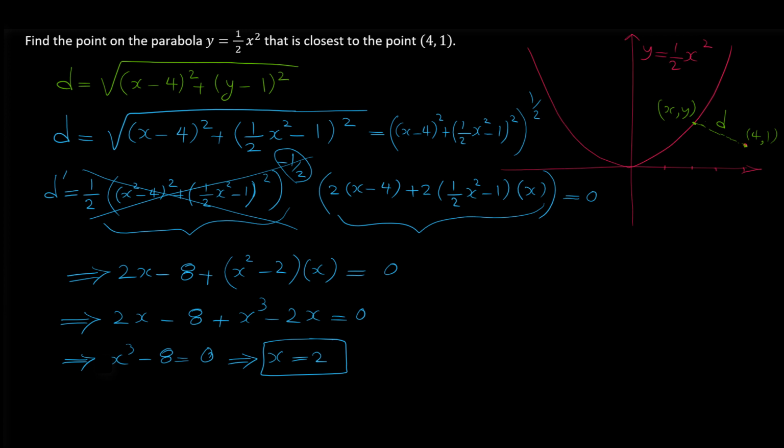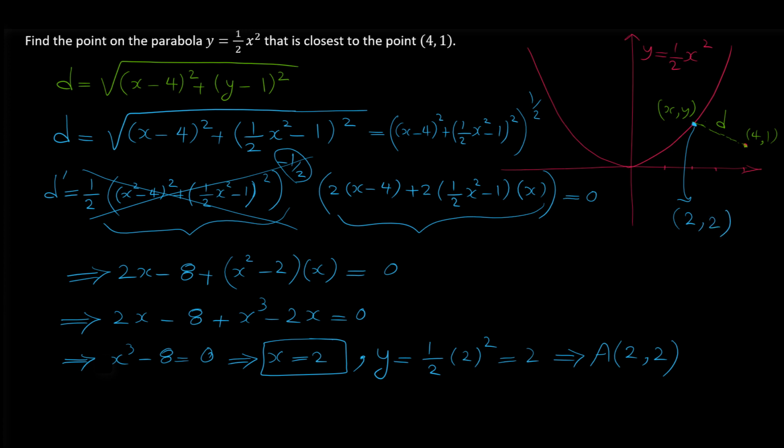It doesn't matter. You can find the critical point for d, or you can find the critical point for d squared. Because x equals 2, y equals 1/2 times x to the 2, and x is 2, so 2 to the 2 is 4 times 1/2 is 2. So the coordinate of the point that is closest to the given point is (2, 2). So the coordinate of this point that we were looking for is 2 and 2.